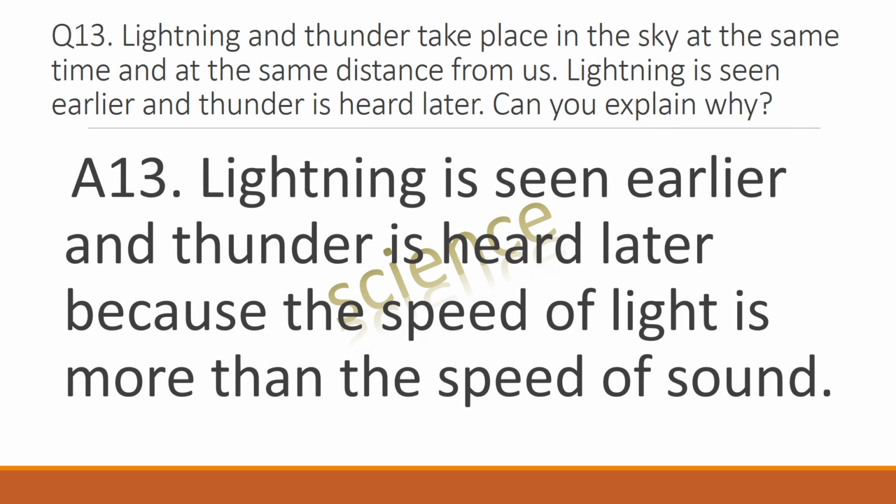Question number 13 is, lightning and thunder take place in the sky at the same time and at the same distance from us. Lightning is seen earlier and thunder is heard later. Can you explain why? So the answer is, lightning is seen earlier and thunder is heard later because the speed of light is more than the speed of sound.